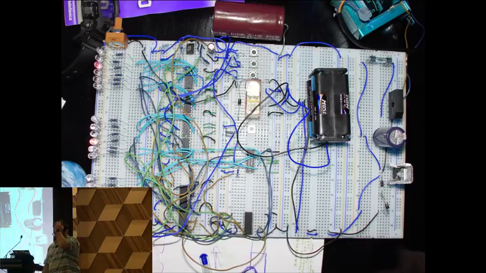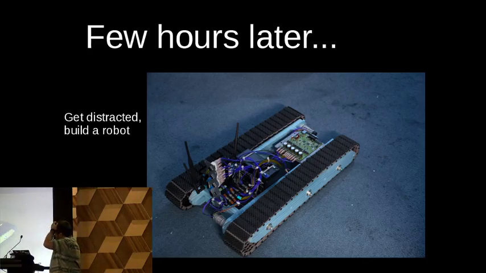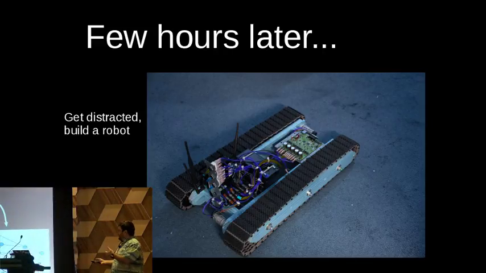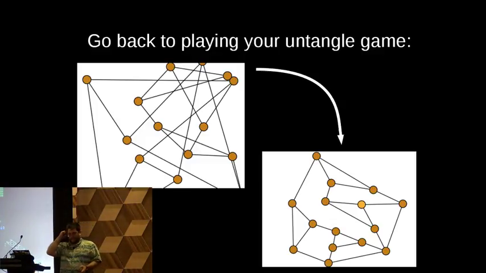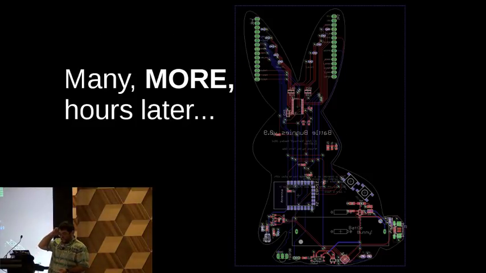So at some point you get bored and you go and you build a robot instead, although this is an old robot. And then a few more hours later, you go back to playing your Untangle game, which this is, if you're unfamiliar with it. You get this big giant pile of mess, and you're supposed to make it a nice pretty graph. And at some point, many, many, many hours over a holiday weekend, oh god, that really is terrible.